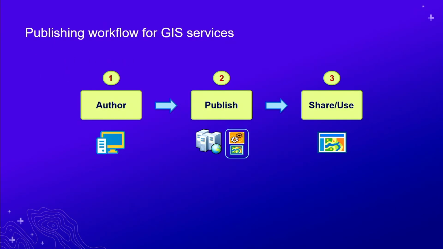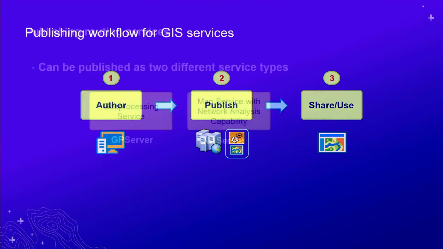When you're publishing GIS services, or for that matter routing services, to your ArcGIS Enterprise, you always follow this 3-step workflow. You author a GIS resource, you publish that GIS resource to get a service, and then you share that service in your organization and use that service from many different applications. So keep a note of these 3 steps, and we will see how you actually implement these 3 steps in subsequent slides.